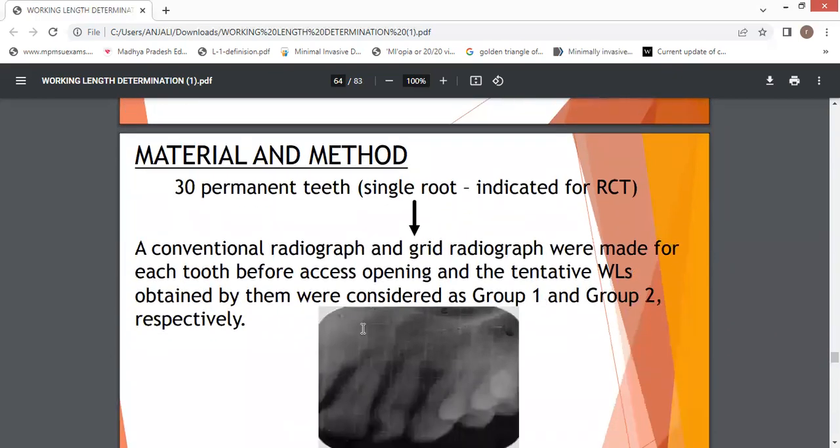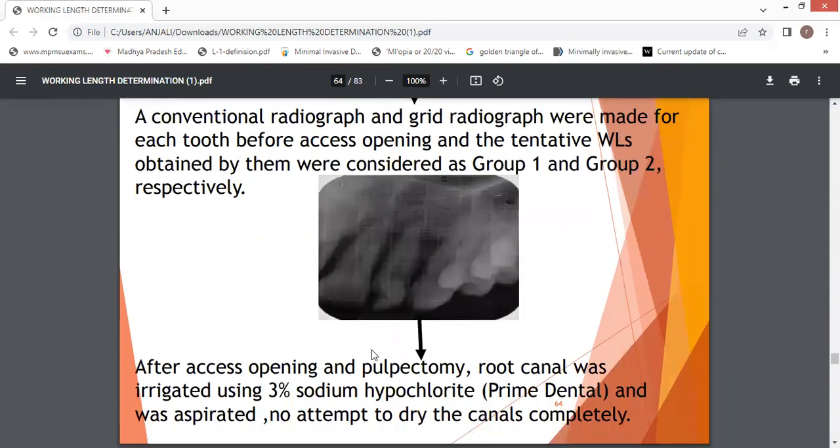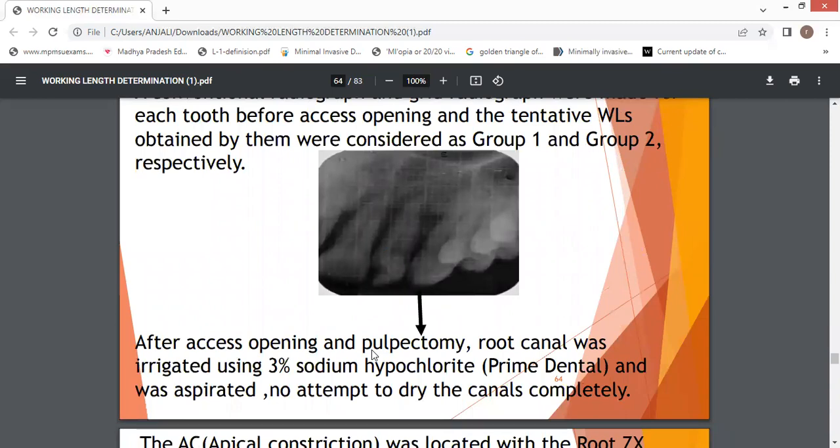Material and method. There are 30 permanent single rooted teeth indicated for root canal treatment. A conventional radiograph and a grid radiograph were made for each tooth before access opening, and the tentative working lengths obtained by them were considered as group 1 and group 2 respectively. After access opening and pulpectomy, the root canal was irrigated using 3% sodium hypochlorite and was aspirated. No attempt was made to dry the canals completely.